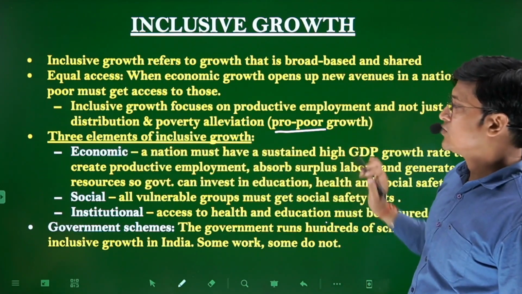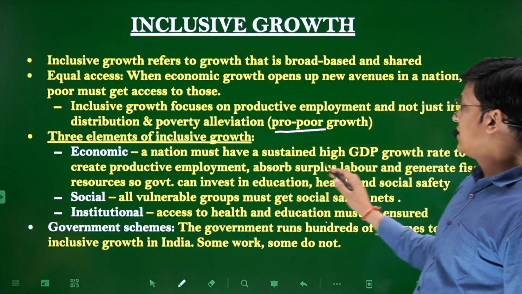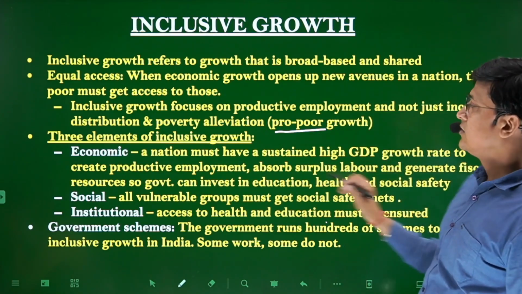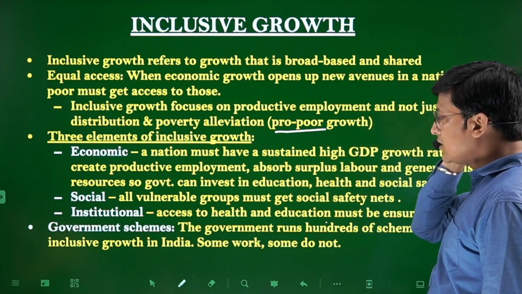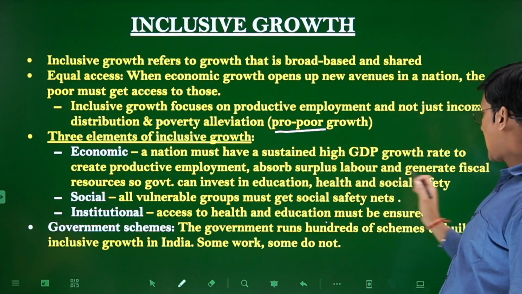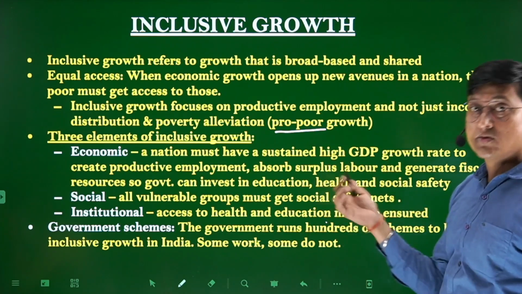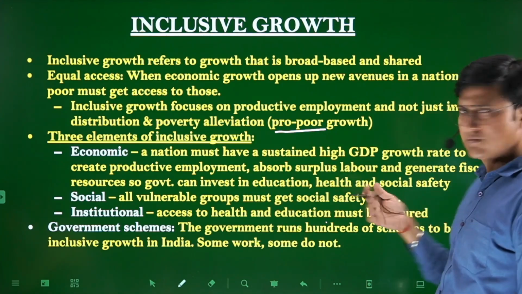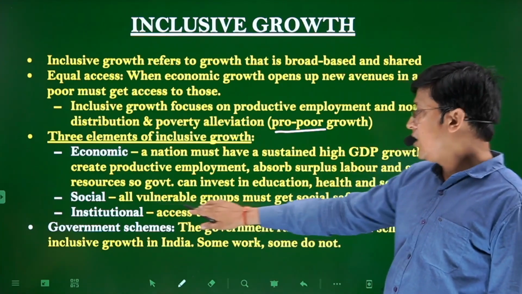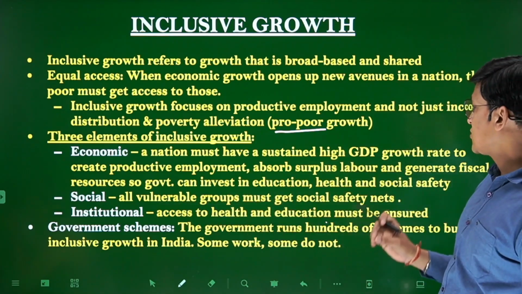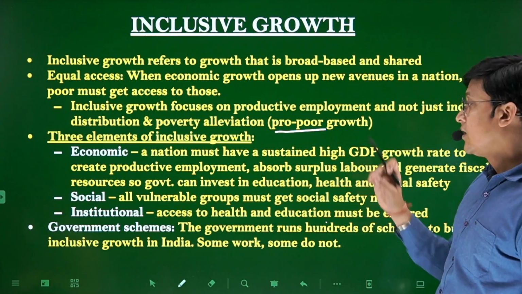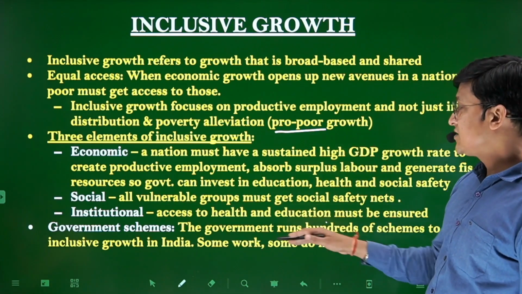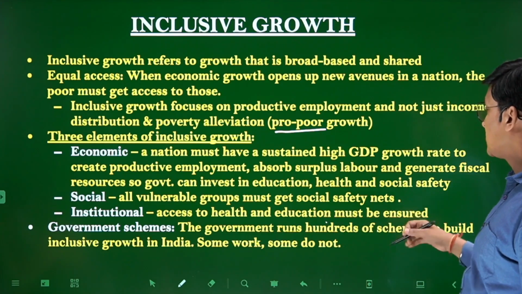There are 3 elements of inclusive growth. Economic. A nation must have a sustained high GDP growth rate to create productive employment, absorb surplus labor, and generate fiscal resources so the government can invest in education, health, and social safety. Understood? Social. All vulnerable groups must get social safety nets. Institutional. Access to health and education must be ensured.